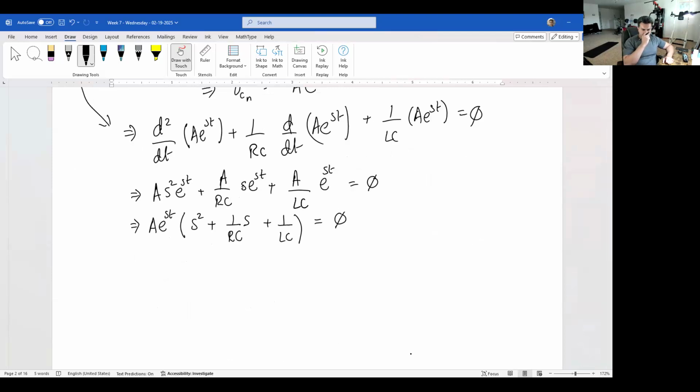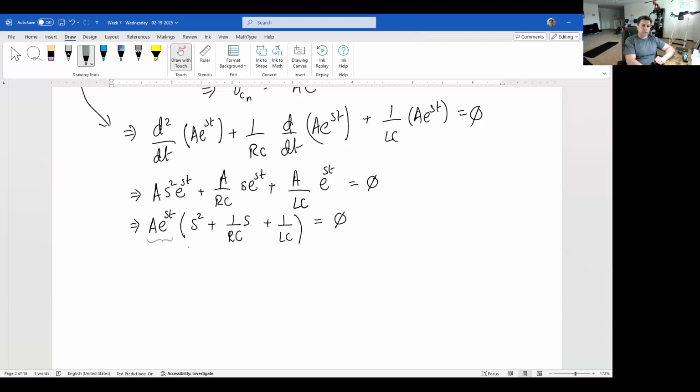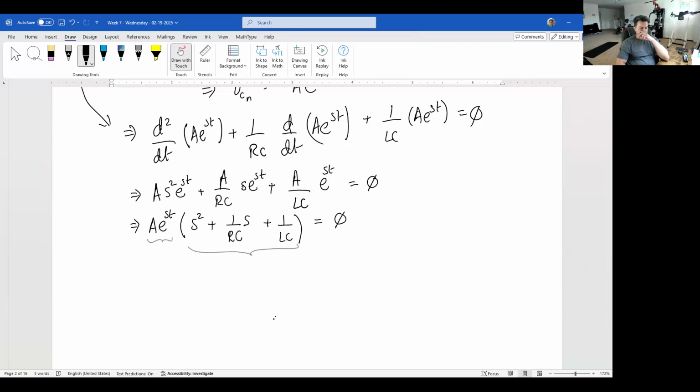Okay, so look at this equation now. A e to the power st times the quadratic equation that you see in the parentheses equals 0. What does that mean? That means that either your first term is 0 or your second term is 0. If one of them is 0, the left-hand side is going to be equal to the right-hand side.